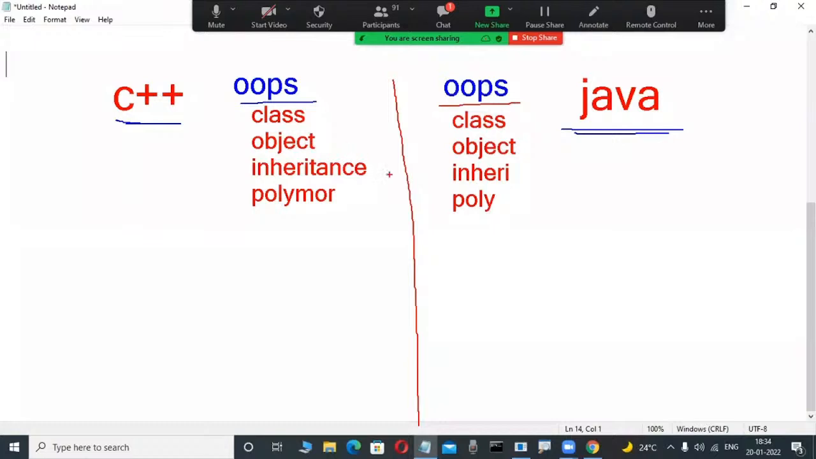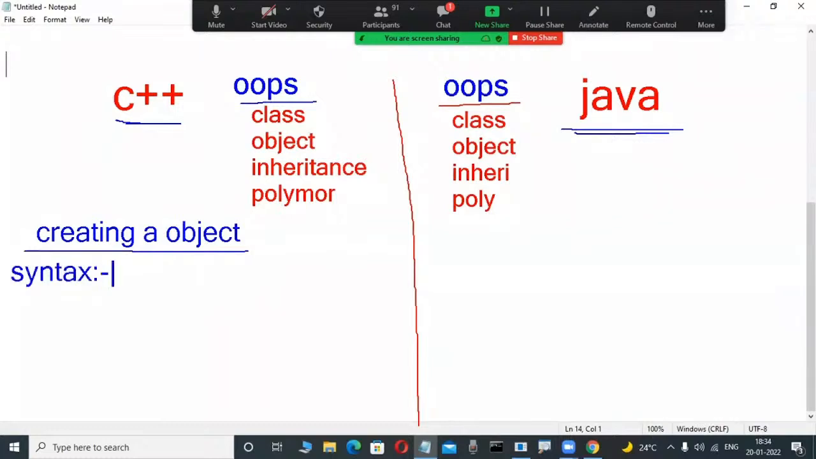Okay, C++ and Java conceptually have class, object, inheritance, polymorphism, encapsulation, binding, something like that. But observe here. Anybody guess? Suppose in C++ I want to create an object from the class, what is the syntax? Do the technical persons have an idea? So many persons have an idea, I think. Creating an object from the class, what is the syntax in C++?